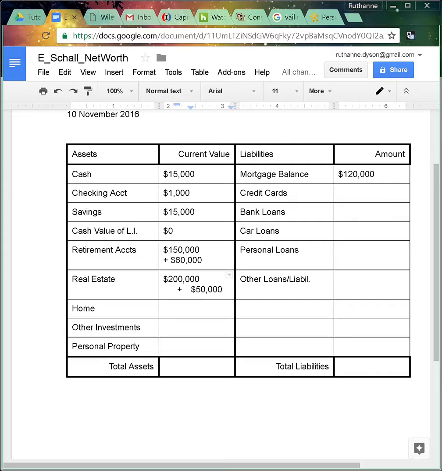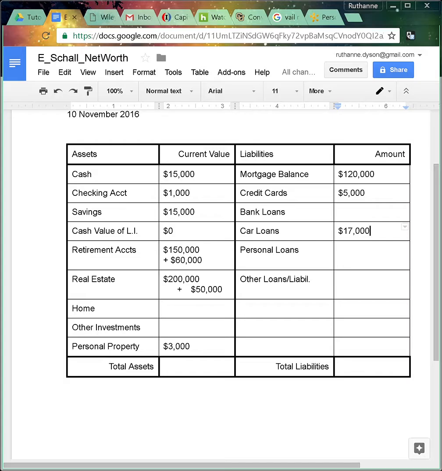He owns jewelry, televisions, and computers worth $3,000. So we're going to go over here to personal property, and that's going to be $3,000. He owes $5,000 on a credit card and has a new auto loan with a balance of $17,000. Okay, so he's going to have a credit card liability of $5,000 and a car loan of $17,000.